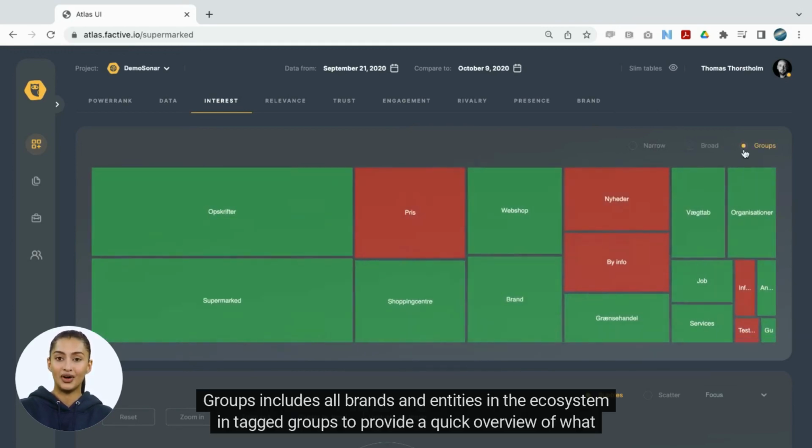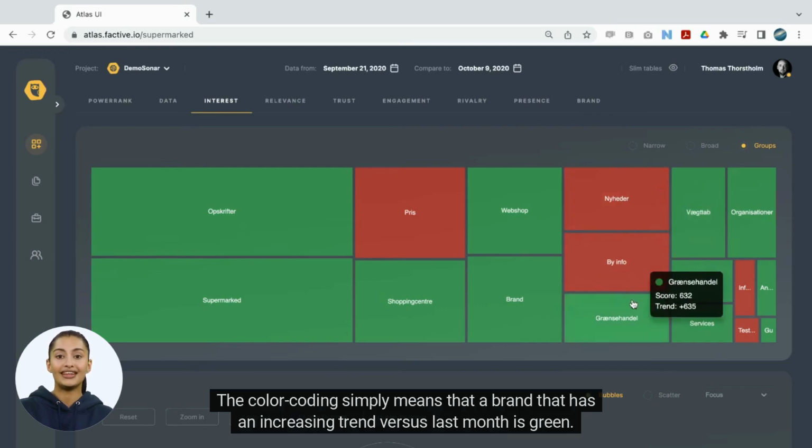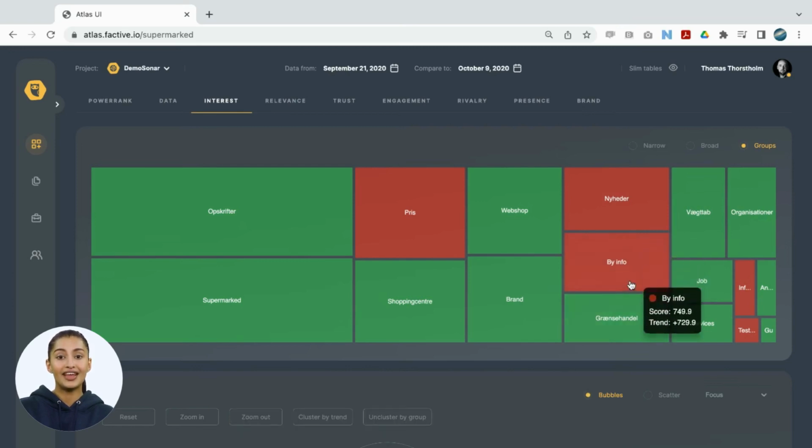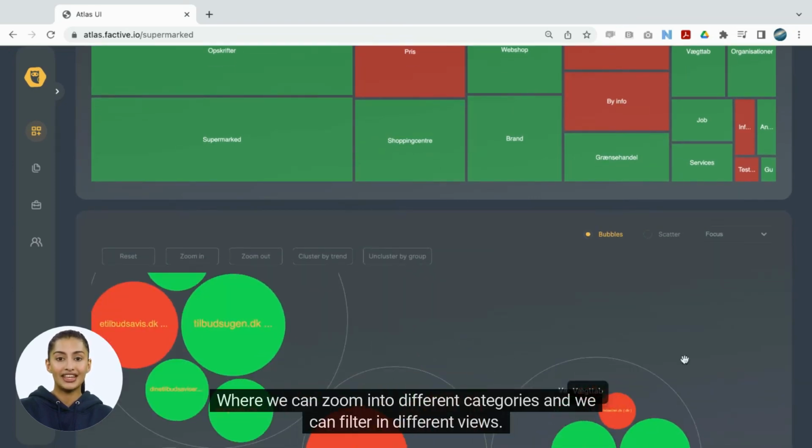Groups includes all brands and entities in the ecosystem. In tagged groups, we provide a quick overview of what type of brands make up the ecosystem. The color coding simply means that a brand that has an increasing trend versus last month is green, and a decreasing trend becomes red.